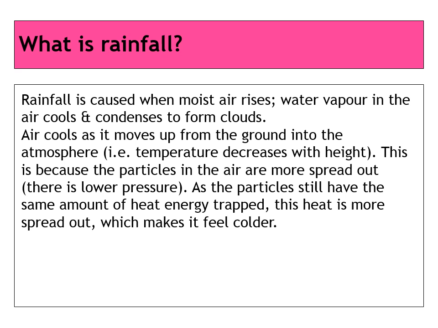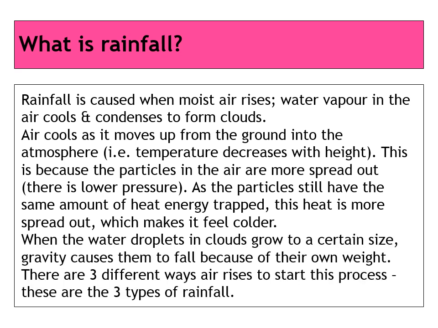Air cools as it moves up from the ground into the atmosphere, i.e. the temperature decreases with height. So as that air moves up, it gets colder, because as you get higher, it gets colder. This is because the particles in the air are more spread out because there is lower pressure. The particles still have the same amount of energy, but this heat is more spread out and it makes it feel colder, so then things start to condense.